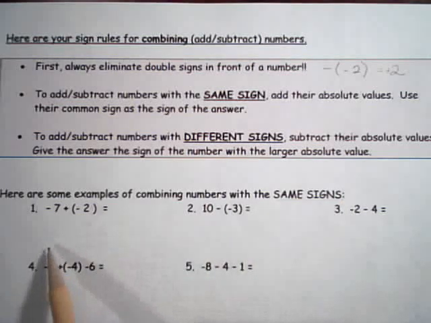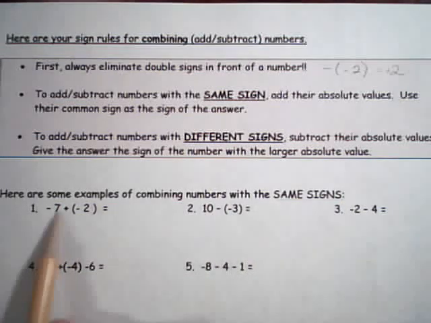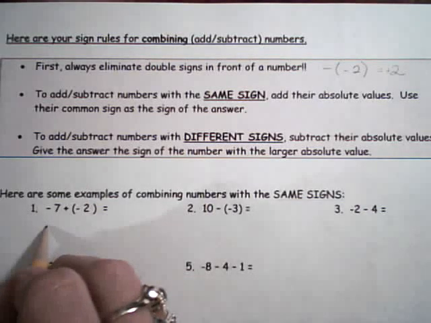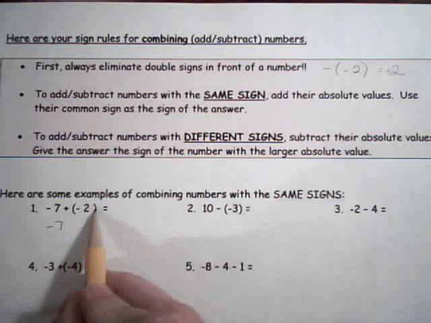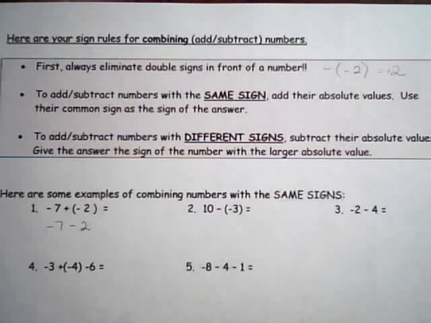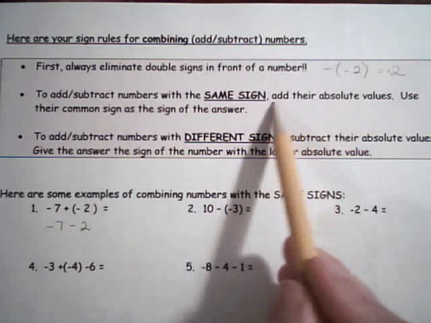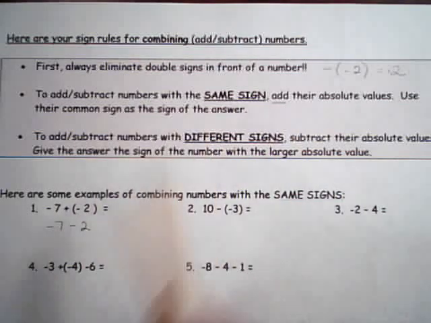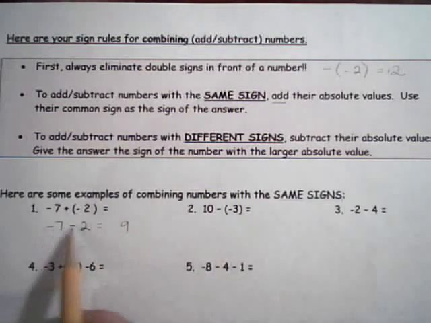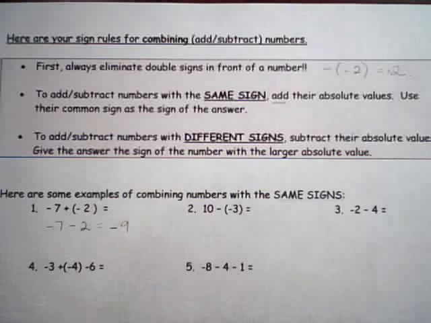My first step when I look at number 1, I see negative 7 plus a negative 2. I have two signs in front of this 2, so I want to eliminate that. Adding a negative is the same thing as just having one negative sign, so I can eliminate that plus sign in the middle. This means I have negative 7 and negative 2. They're both negative, so we add and keep their sign. If I add the numbers together, that would be 9. Since they're both negative, my number is going to be negative.